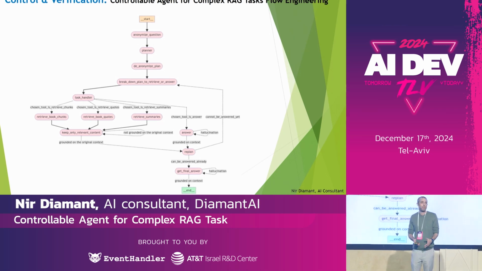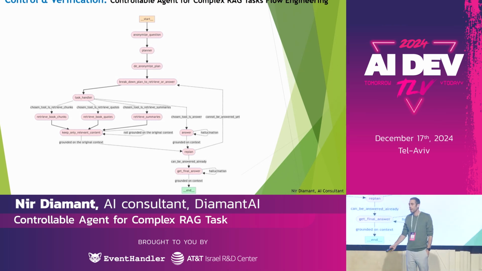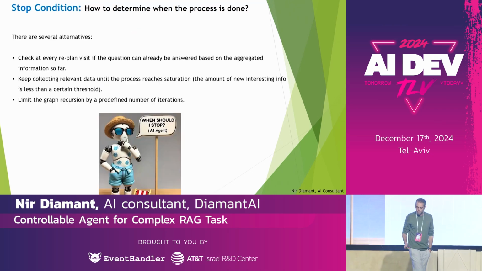The replan is thinking, all right, we have all the information gathered so far, and we know what are the past steps that we've done so far. All right, can we answer the question? If the answer is no, we're building a new plan from this point, and we're going for another iteration. If we're good to go, we're saying, all right, give us the final answer. Again, we want to verify it's not hallucination, and we're done.